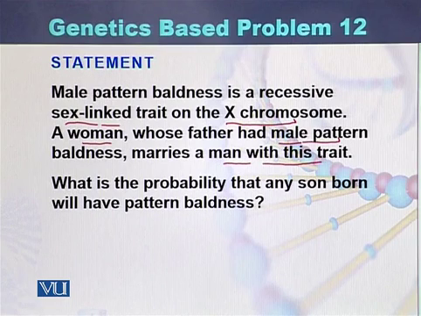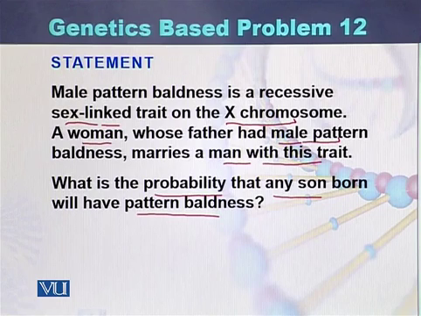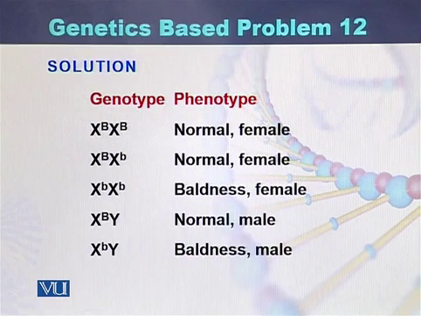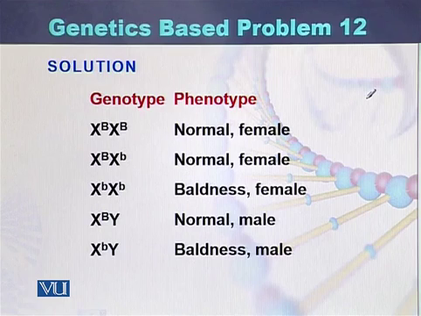So we have to find out the probability that any son born to this female will have baldness. Based on the information provided, we have to see that the disease is X-linked and recessive, and determine what the genotypes and phenotypes would be.